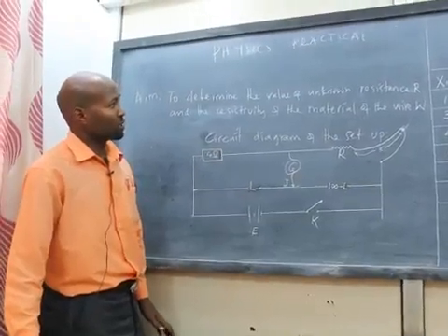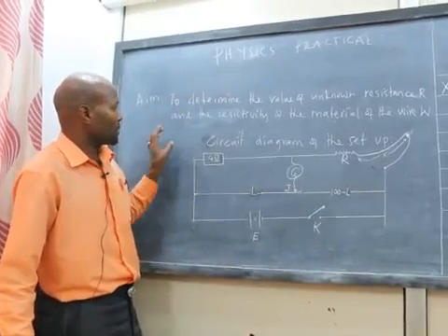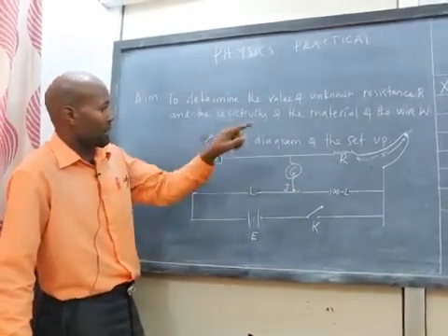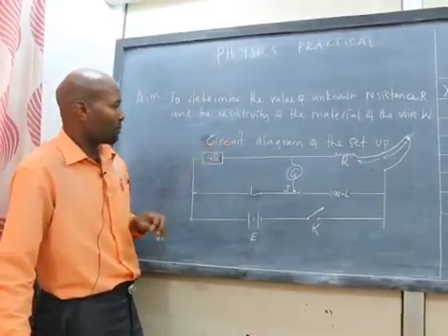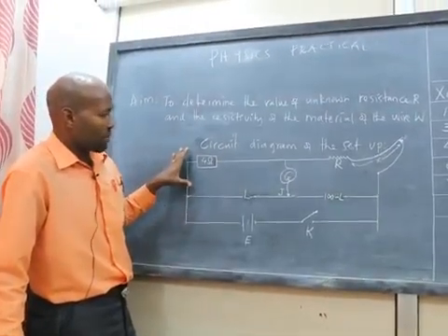Welcome to physics practical session. The aim of today's experiment is to determine the value of a known resistance R and the resistivity of the material of the wire W. And this is the circuit diagram of the setup.